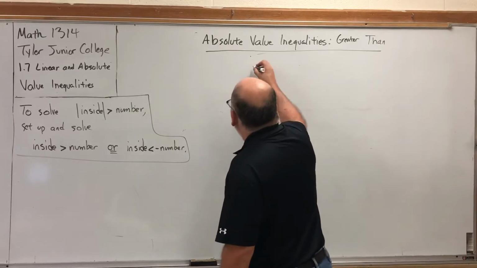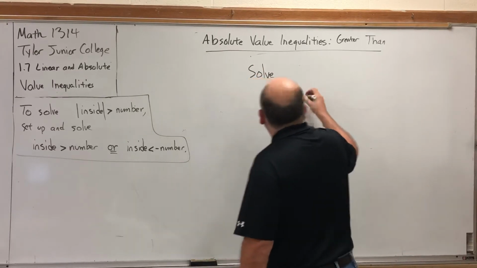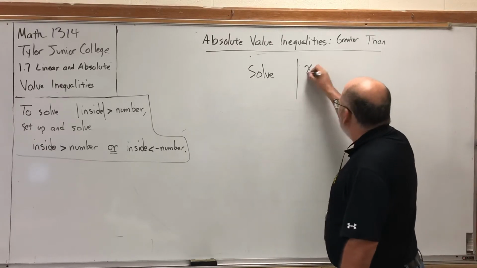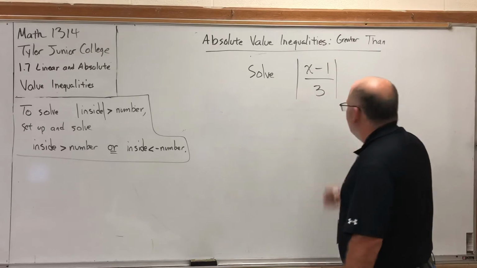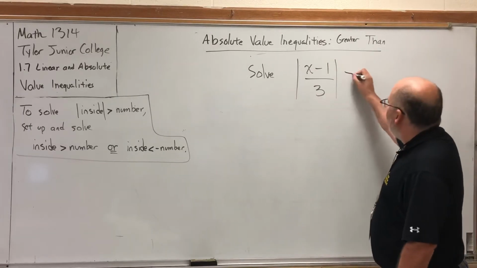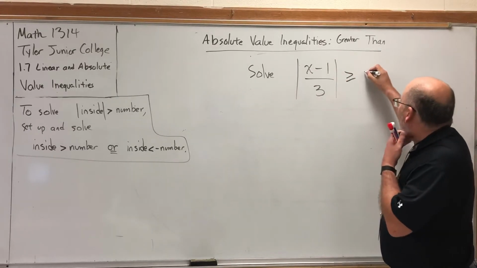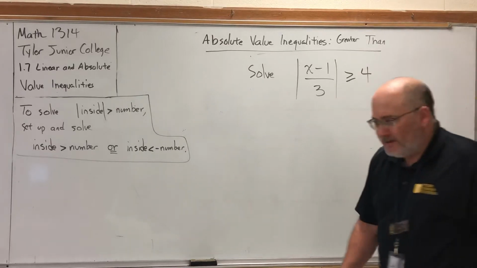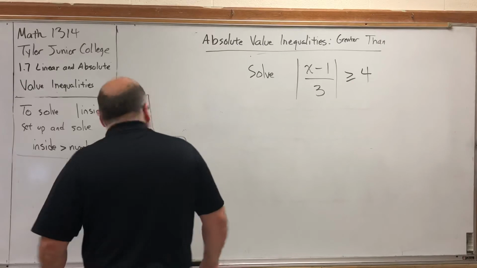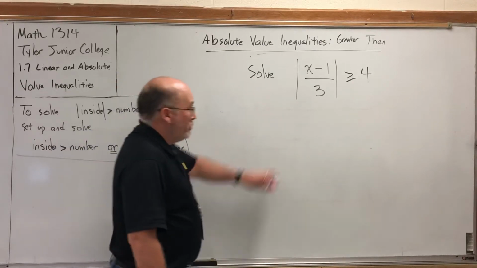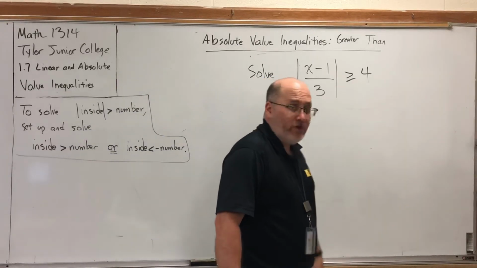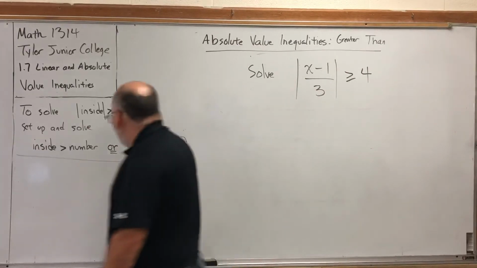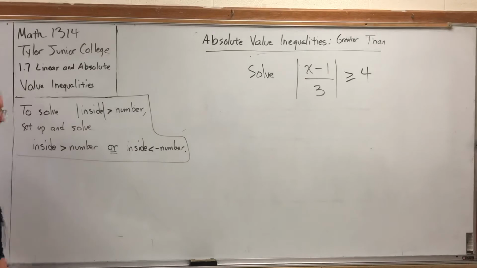So let's try this one. Solve absolute value of, why not, x minus 1 over 3. Oh no, a fraction is greater than or equal to, we'll say 4. Now we could draw the number line again. You could even think it or talk it out. You have to be more than 4 spaces from 0. So to the right of 4 or to the left of negative 4. Or you could just set this up, which is saying the same thing.